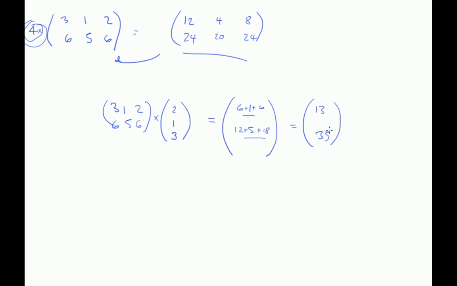So that is our multiplied out matrix. So this matrix A, let's call it, multiplied by this matrix B is equal to this matrix here. Okay, so that's general multiplication of matrices.